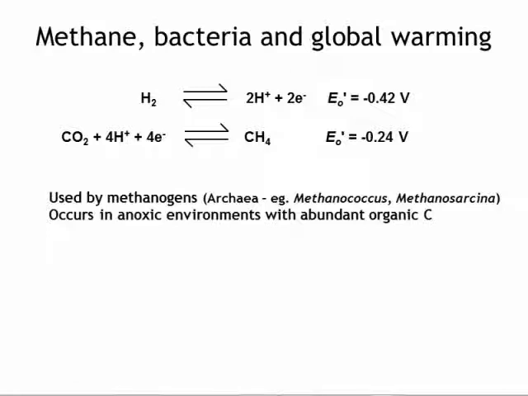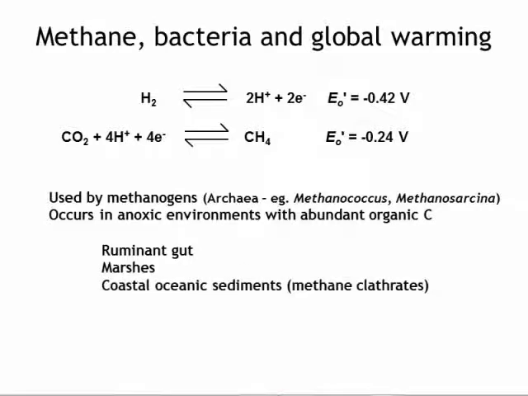And it occurs in anoxic environments where you have a lot of organic carbon. For example, in ruminant guts. The cow puts in the carbon, and the gut is maintained without oxygen. Marshes, okay, you get methane produced as marsh gas.